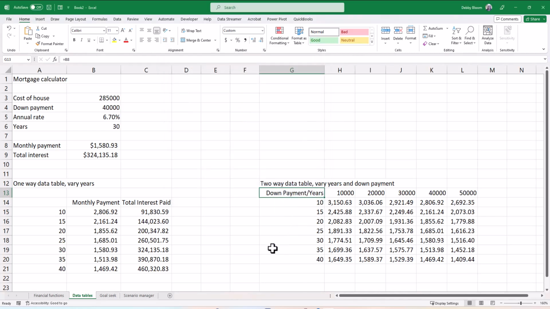And we now have our two-way data table. So if we put $10,000 down and go over 10 years, our payment can be as high as $3,150.63 a month. If we go the maximum, $50,000 down payment and 40 years, our payment is $1,409.44 a month.